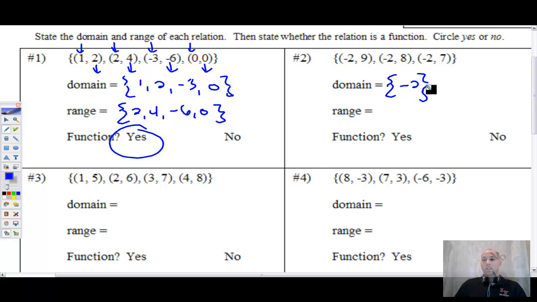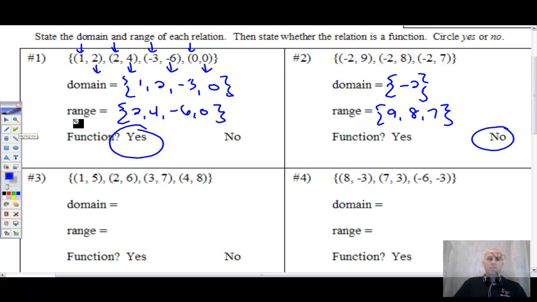Number 2, the domain is negative 2. That's it. Because it's the same thing repeated. What is the range? The range is 9, 8, and 7. Must write it as a set.